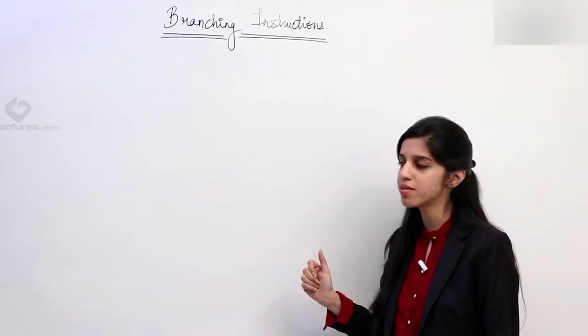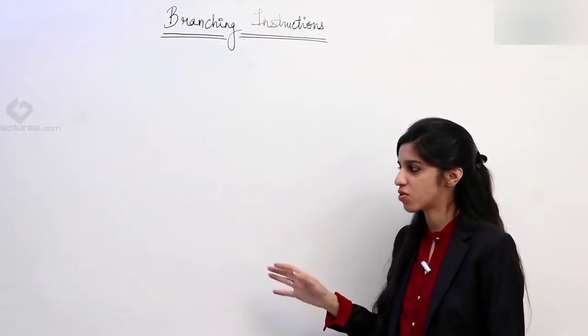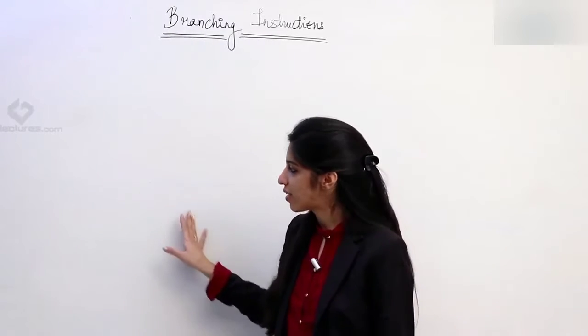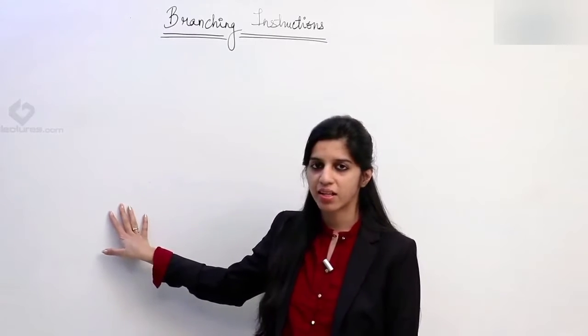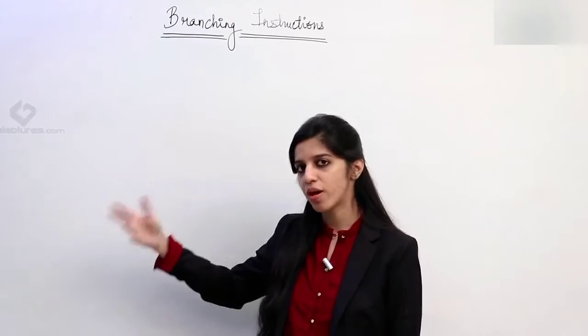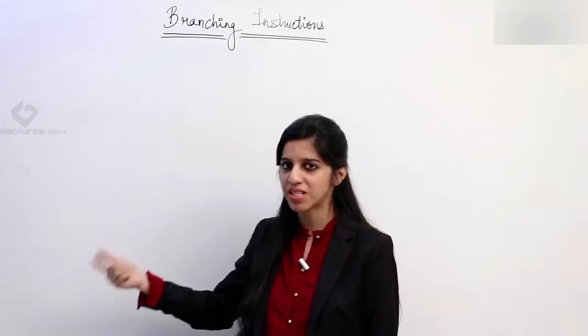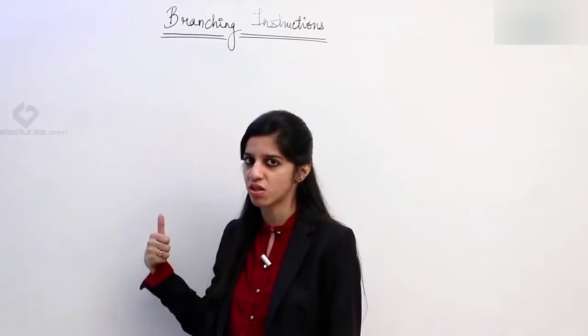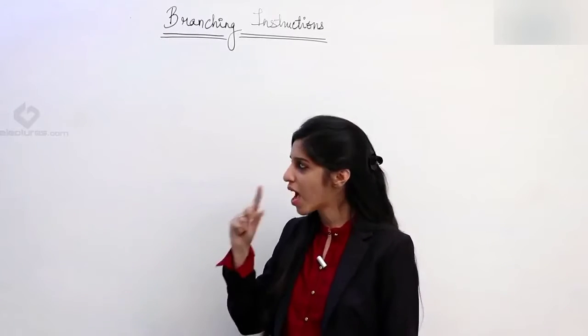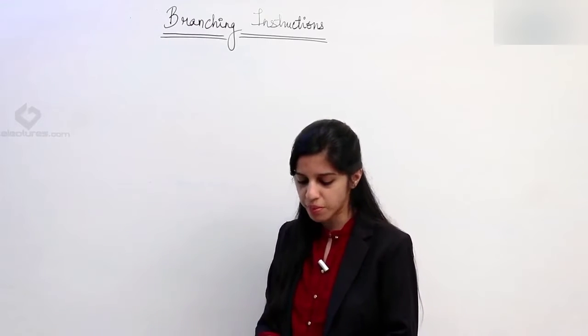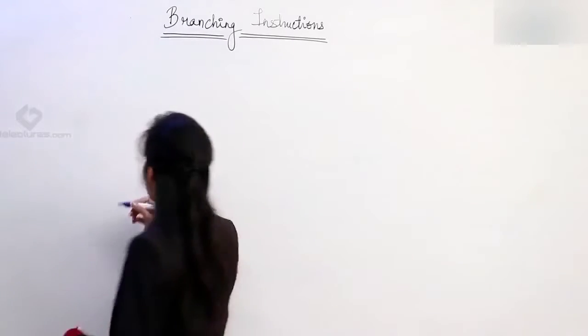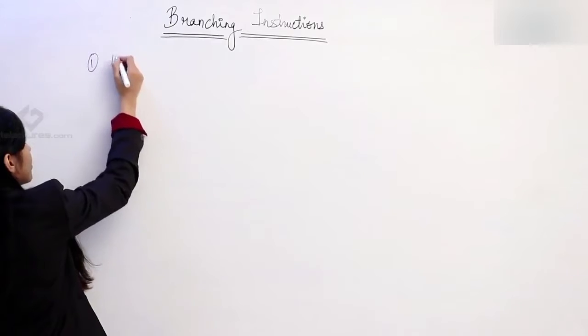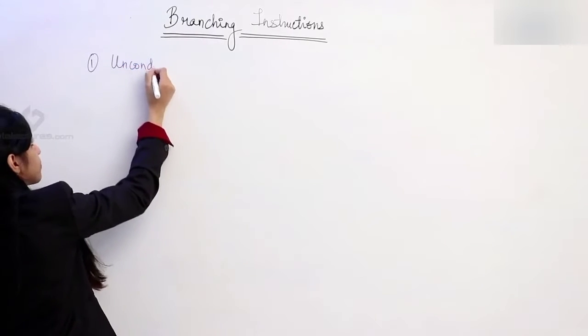What they are going to do is, they are like jump instructions. If you are at a particular address and you want to jump to another address which is not the immediate next address, then we use these jump instructions. We have two types of branching instructions. First is unconditional jump.